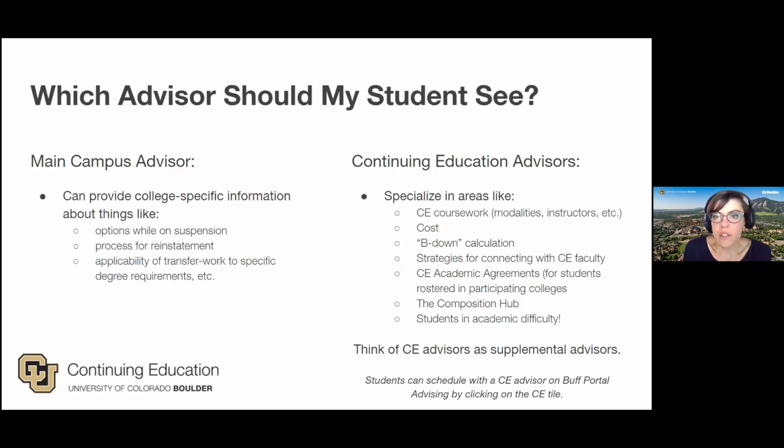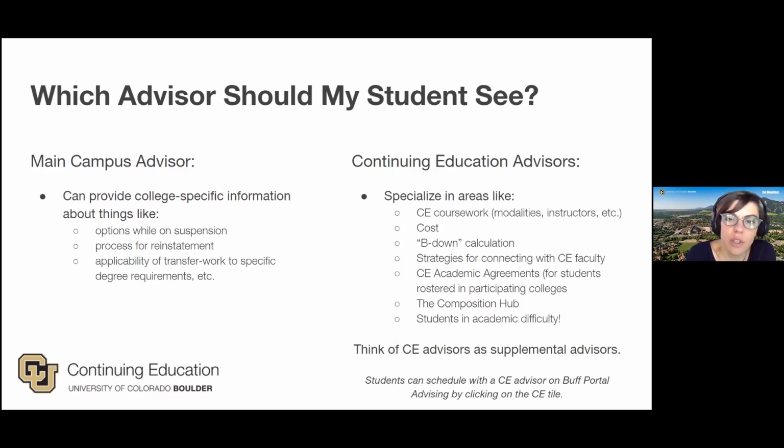Continuing education advising, we're here to help as well. We can talk about things that are specific to continuing ed. We know these instructors. We've seen success rates in various CE classes. We can talk about the modalities. We can do that calculation I mentioned earlier. And we can talk about other continuing ed specific resources like the Composition Hub, which is an online writing center that we put together that's free and available to students taking continuing ed classes. So we can help work through those CE specific questions.